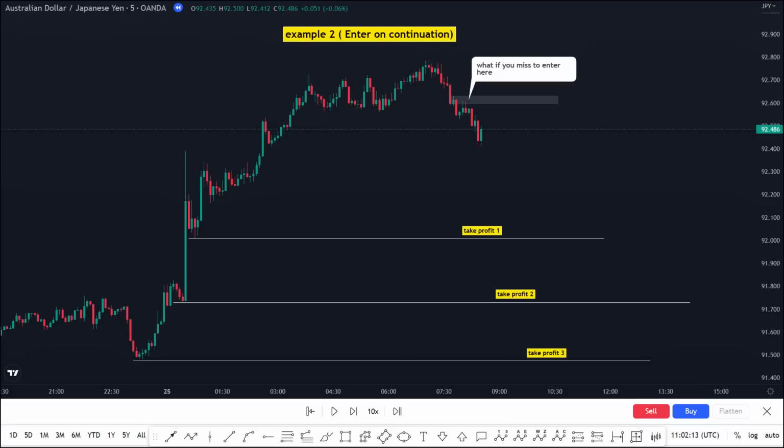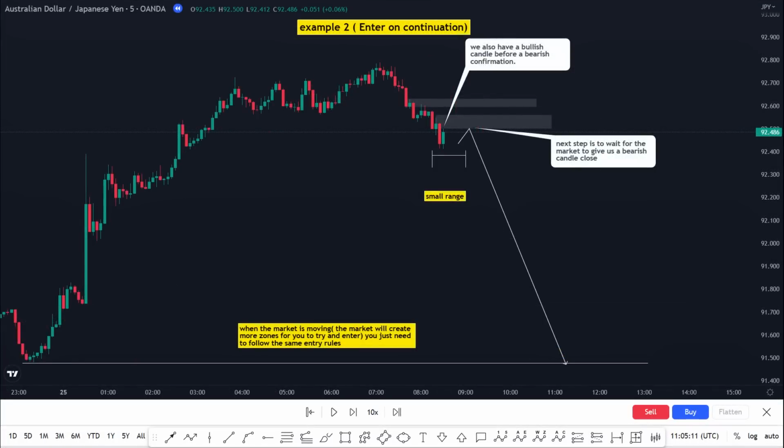So now what happens if you have missed the first entry? Let me show you how you can tackle those kinds of trades. When the market is moving to the downside, the market will always create some zones. And some of them will fail.